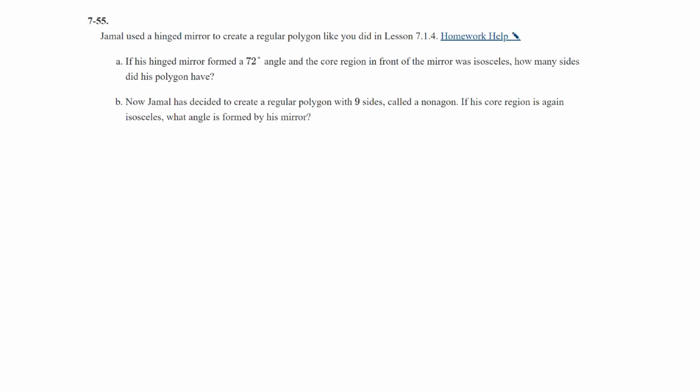Question 55. Jamal used a hinge mirror to create a regular polygon like you did in lesson 7.1.4. If his hinge mirror formed a 72-degree angle and the core region in front of the mirror was isosceles, how many sides did his polygon have? So if it's an isosceles triangle with 72 degrees, then 360 degrees divided by 72 degrees will give you how many of those triangles you had in there, which gives you how many sides you also had. So that is equal to 5. That means you have 5 sides in your regular polygon.